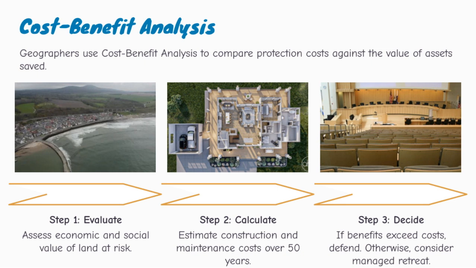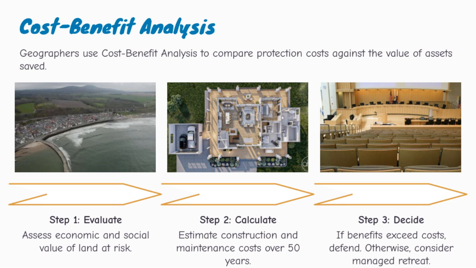The second step is to calculate the cost of protection. This includes not only construction costs, but also maintenance costs over time. A seawall may be expensive to build, but it also needs repairing and upgrading. The slide suggests thinking over a period of 50 years, which is useful because coastal management decisions need to be long-term. The third step is to decide.